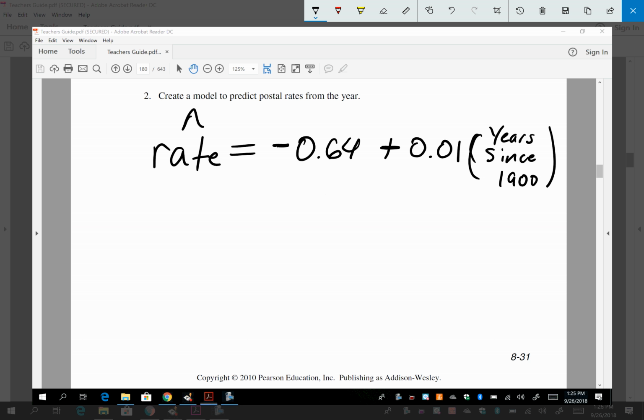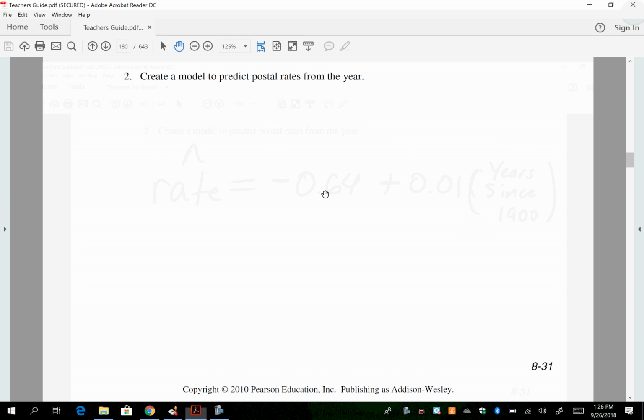So if I wanted to figure out what the model predicts the cost of a postage stamp is in 2018, you're going to type in what for X? 118, because that's how many years it's been since 1900. Okay? Everybody good on that? Okay, let's move to the back side. Go and flip it over to the back side.